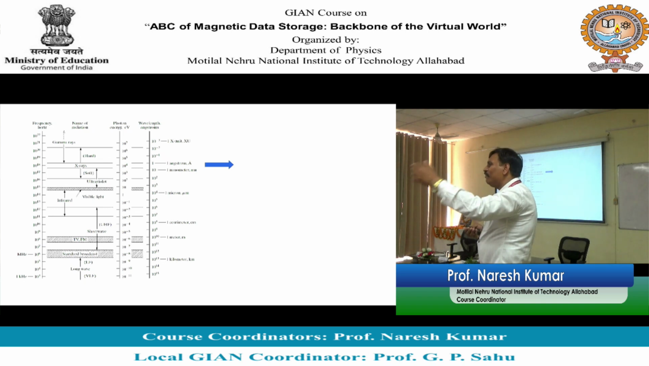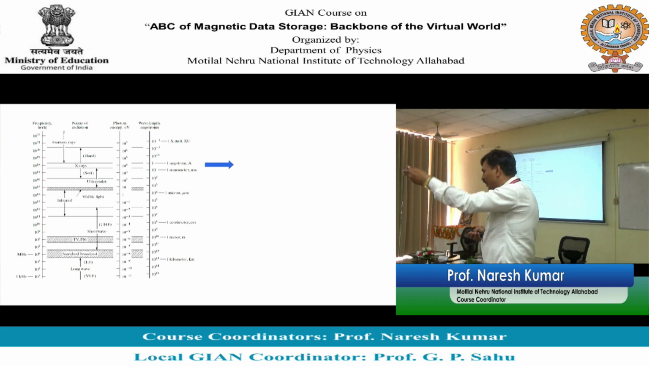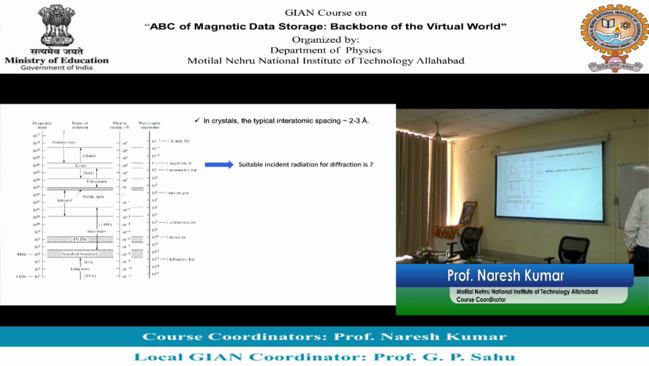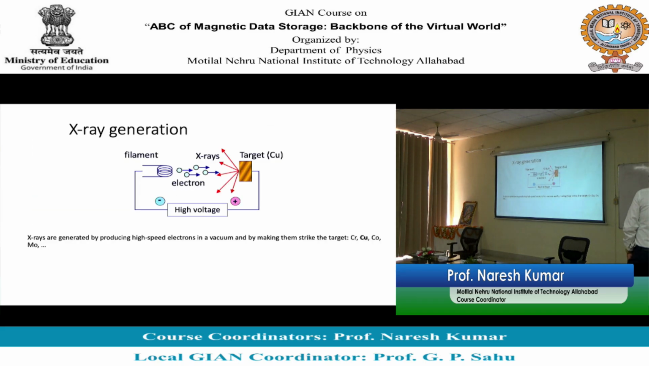Some light. Which light? That has wavelength comparable to what? Slit width or these lattice parameters. So we choose what? X-ray. Now what is the problem? The problem is a bit big.